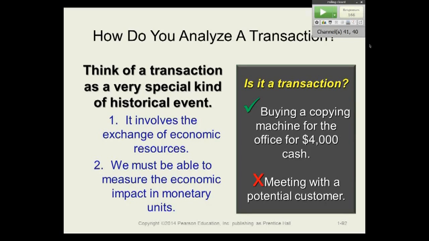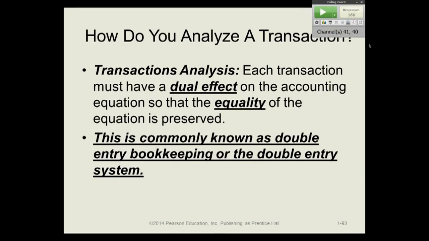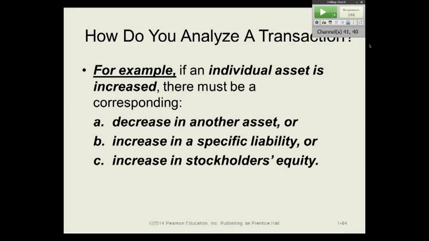Now, going back to those little concepts we had last week, monetary unit assumption, these are going to be events that are measured in these monetary units. One of the things we'll find out with the transactions analysis, which I think we implied last week, is that we have double entry bookkeeping. Anytime you have a transaction that affects the equation, it's got to affect it so that the equality of the equation is preserved. So, for example, if you have an individual asset that increases, and I'll show you this on an equation in a second, then you have to either have another asset going down, or a liability going up, or stockholders' equity going up.